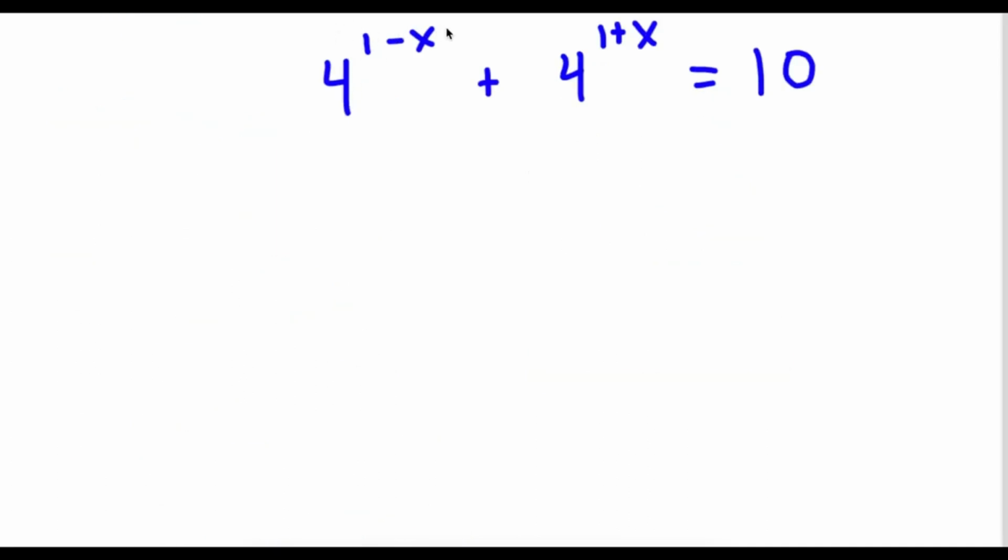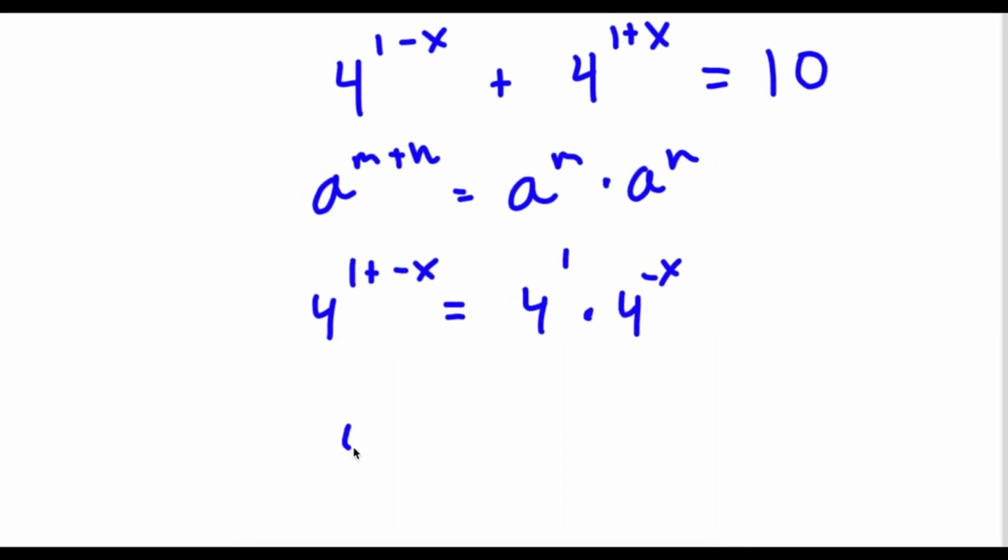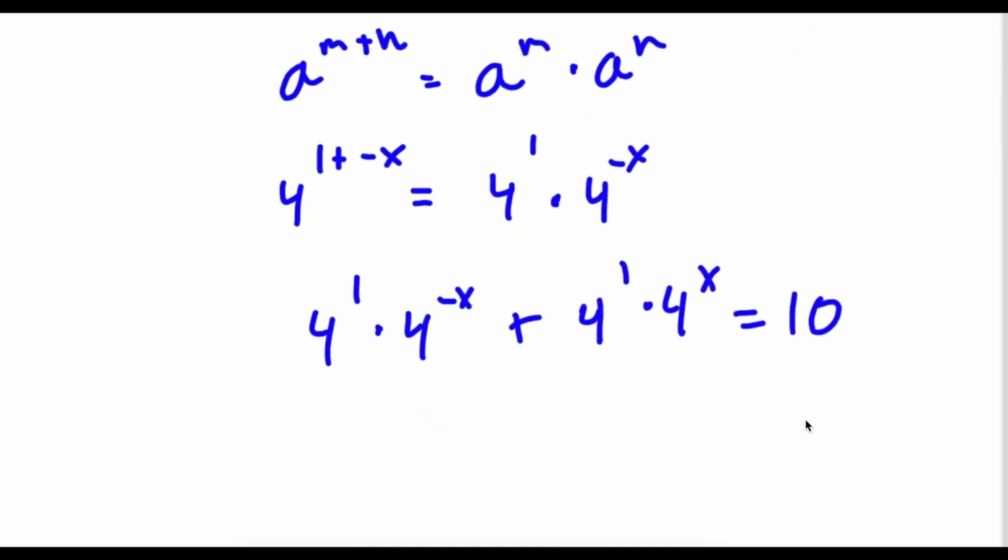Alright, so I have 4 to the power of 1 minus x plus 4 to the power of 1 plus x is equal to 10. Now, if I have something in the form a to the power of m plus n, this is equal to a to the power of m times a to the power of n. So for 4 to the power of 1 minus x, this is the same thing as 4 to the power of 1 plus negative x. And this means that this is equal to 4 to the power of 1 times 4 to the power of negative x. So I have 4 to the power of 1 times 4 to the power of negative x plus 4 to the power of 1 plus x. That's going to equal 4 to the power of 1 times 4 to the power of x. This is equal to 10.